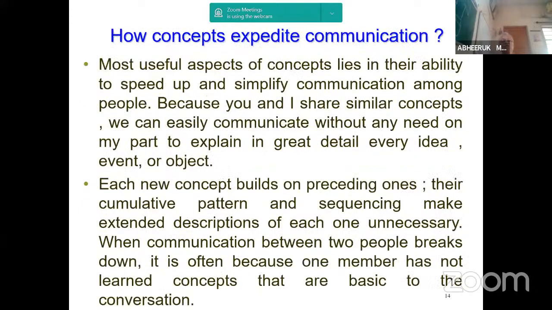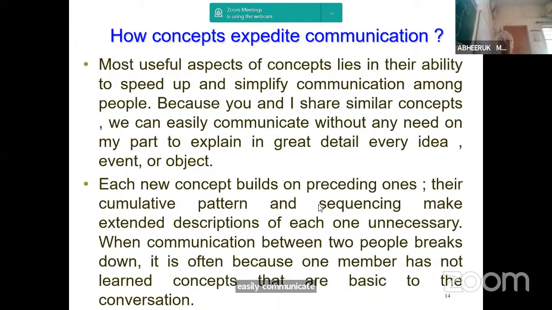Now, how does it help in our communication? The most useful aspect of a concept is its ability to speed up and simplify communication among people, because you and I share similar concepts. What I was telling can easily be communicated without any need for further explanation. Otherwise, I have to explain every concept, but since each of them knows the concept, they can easily communicate.